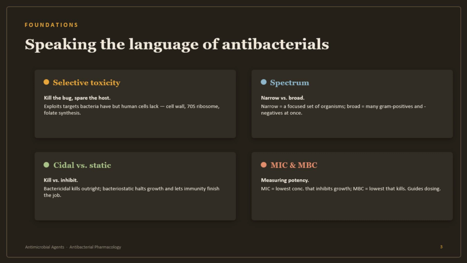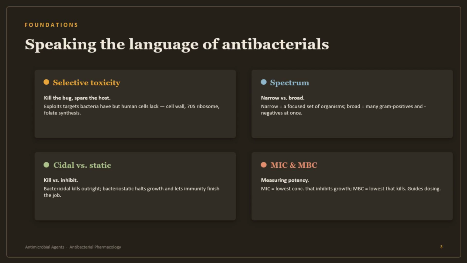Number 3, cidal versus static. Bactericidal drugs kill outright. Bacteriostatic drugs just halt growth and let your immune system finish the job. Hold on to that distinction, because the very next slide is all about it.